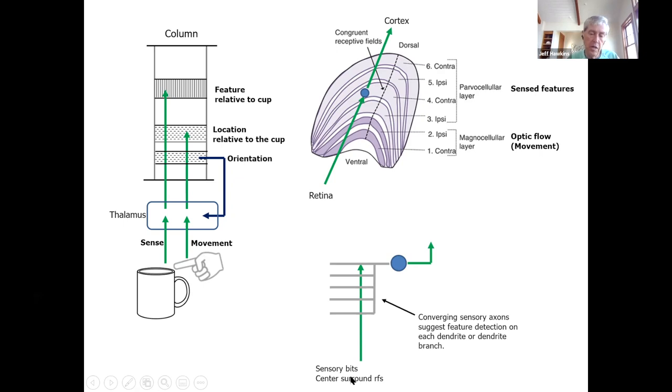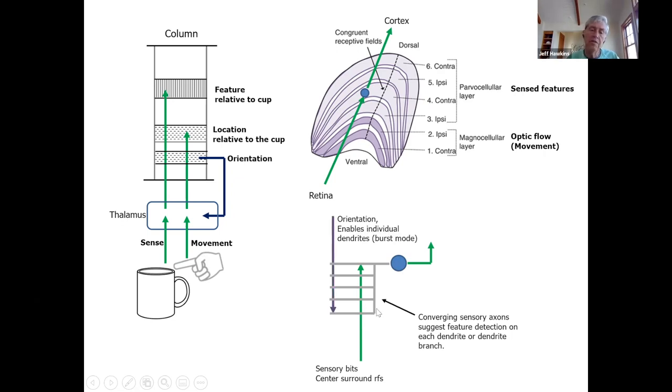In vision, they have center surround receptive fields. It's like little dots, and there's a convergence going on here. If there's 6,000 synapses on this cell, about 900 of them are coming from the retina. That doesn't sound like a relay cell. That sounds like converging sensory axons, which suggests that there is feature detection going on in the individual dendrites or dendrite branches. These, as the green arrow suggests here, are relatively proximal to the neuron.